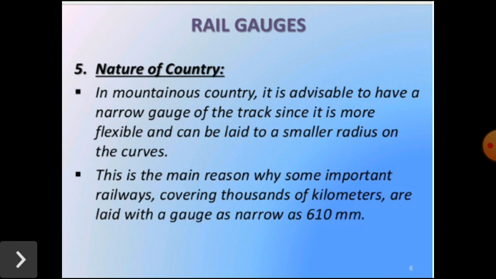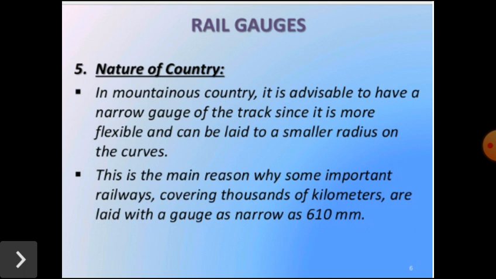And finally, the nature of the country. The nature or topography of the country highly affects the gauge distance. If it is a flat terrain, then we go for broad gauge or standard gauge. But in a hilly terrain or mountainous country, it is advisable to construct a narrow gauge. So these are the major factors which affect the gauge distance.